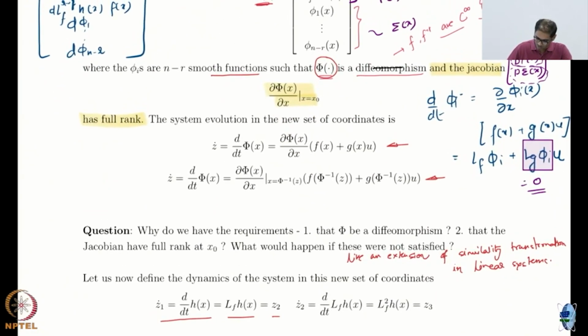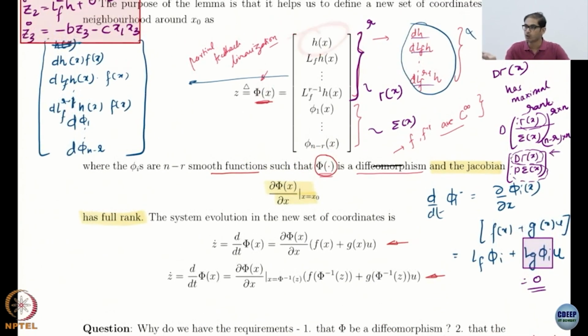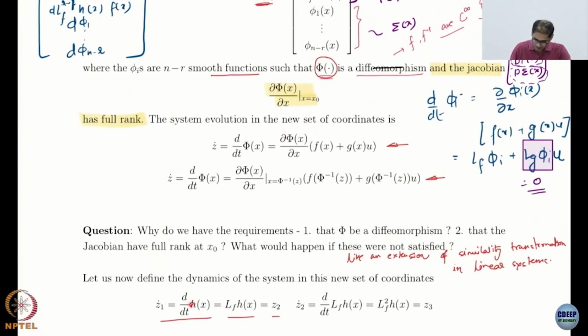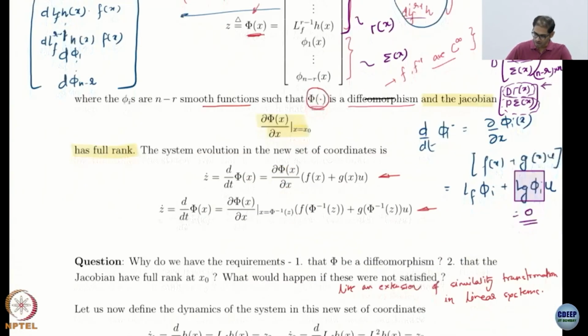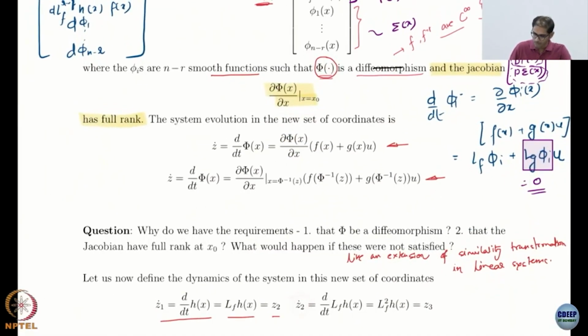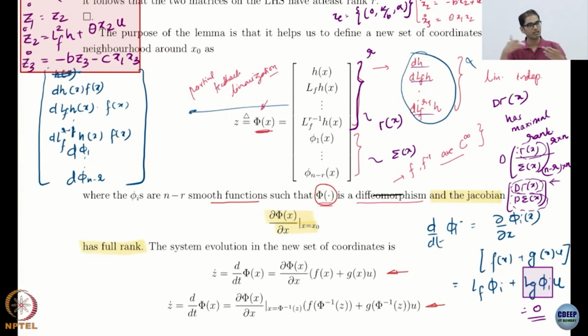This is not very useful to us. Just look at this part. Z1 is basically the actual output of the system. So Z1 dot is actually LFH, because LGH is 0, that is how we have been doing, and that is equal to Z2 itself, because Z2 is LFH. Now if you take the derivative again of Z2, it is d dt LFH, but that is going to be LF squared H, because again LG LFH is 0. This is again how we got the relative degree, by the relative degree assumption.